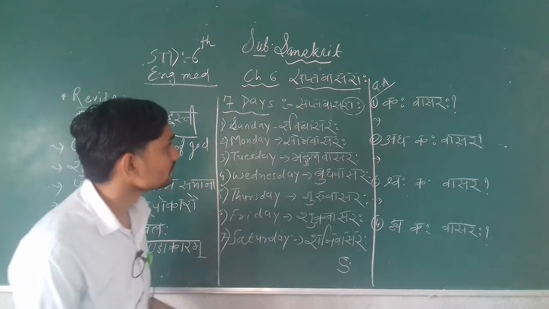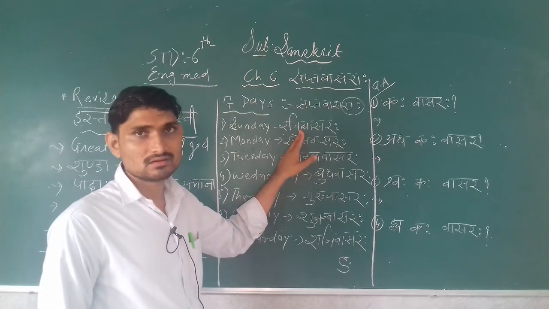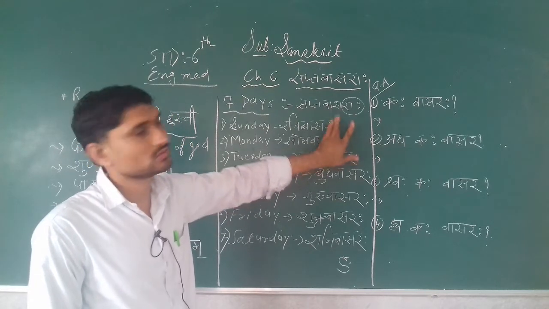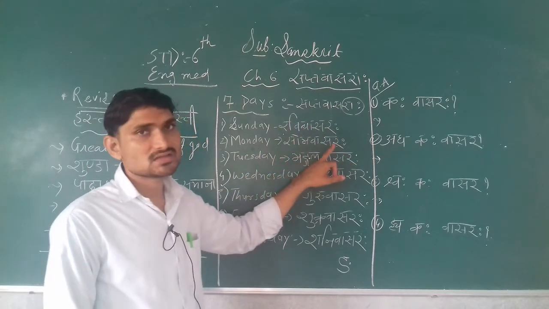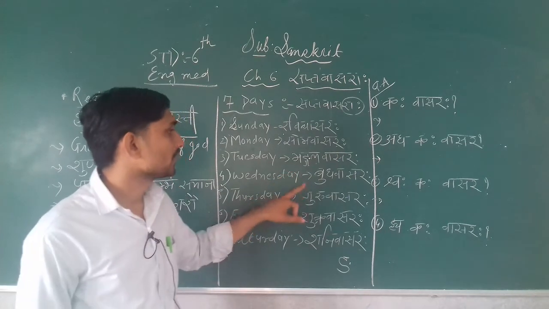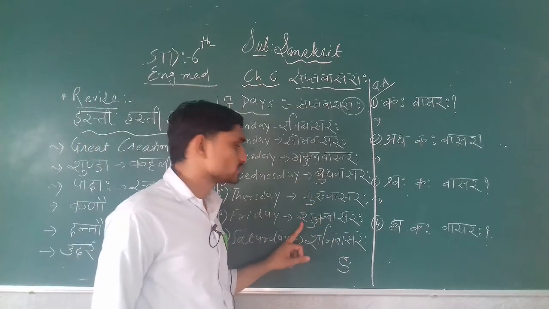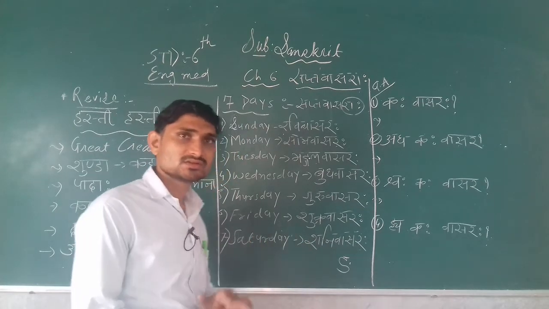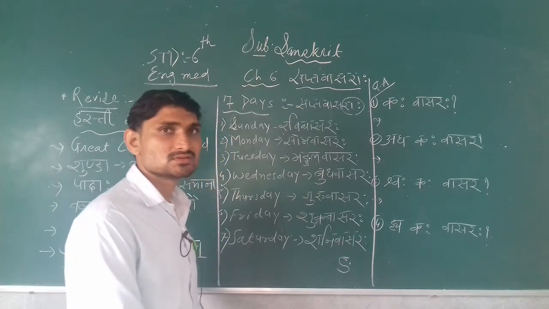Okay. See, Sapta Vasara. Ravivasara. Visarga is compulsory in the exam. If you forget the visarga, then marks will be lost. So it is a must. Ravivasara. Somavasara. Mangalavasara. Budhavasara. Guruvasara. Shukravasara. Shanivasara. Okay, students, understood? This way we can write these days.